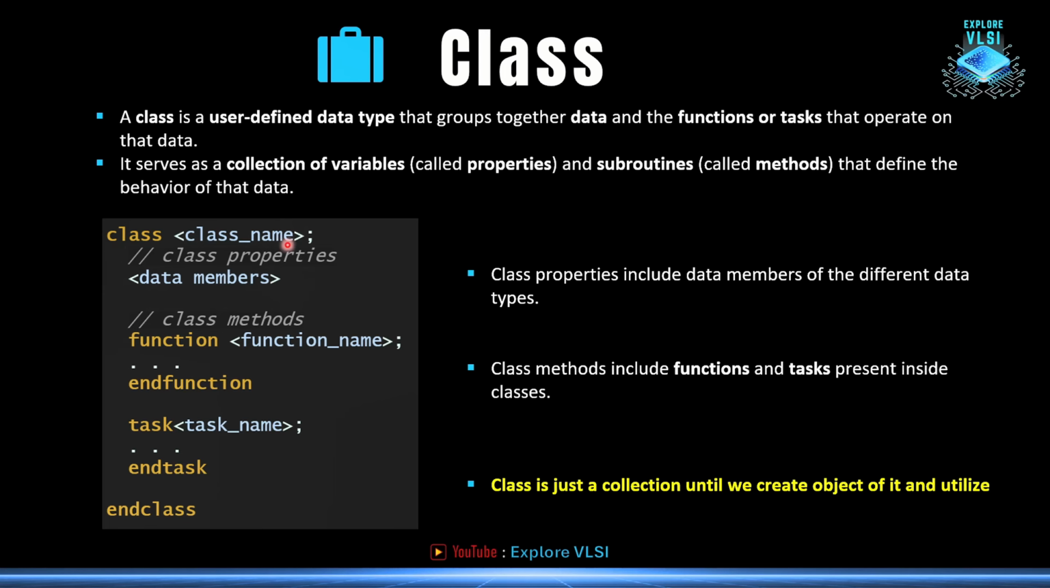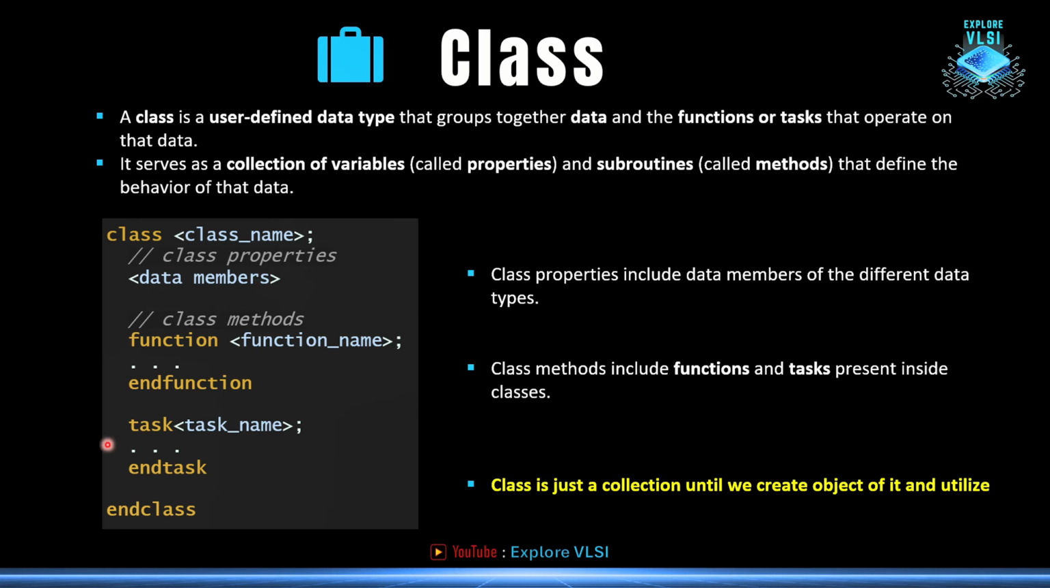Class and a class name. Then we have different class properties called data members. And we have functions and tasks inside a class that will be called as class methods. Here these class properties include data members, in the sense these are the different variables which we are going to declare with different data types, which can be updated through these functions or tasks inside a class.